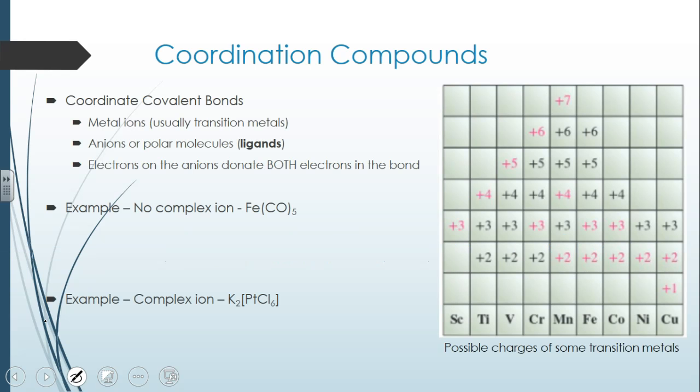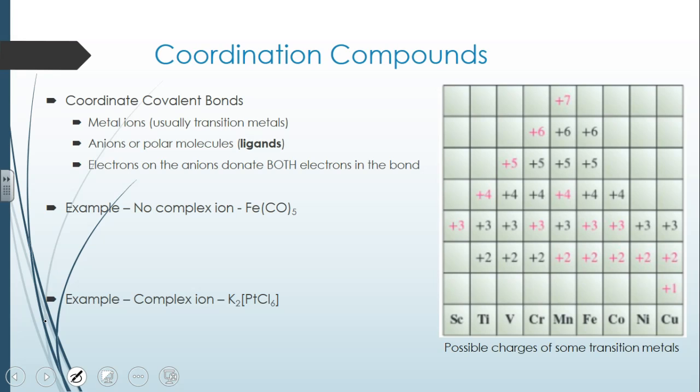But the first thing that we want to do is understand what a coordination compound is. So a coordination compound uses a special kind of covalent bond. Remember that covalent bonds, back when we did stuff in the previous chemistry class, were bonds formed by sharing electrons. And so a coordinate covalent bond is a bond that is made between some metal ion, and it's either an anion or a polar molecule. If it's a polar molecule, it's called a ligand.